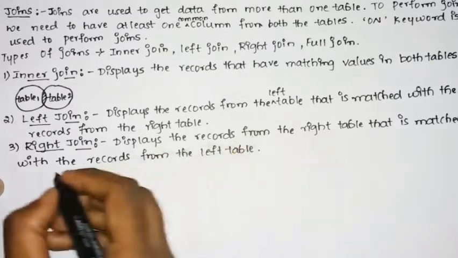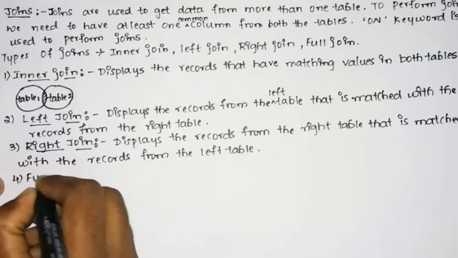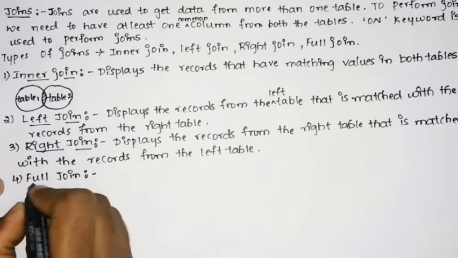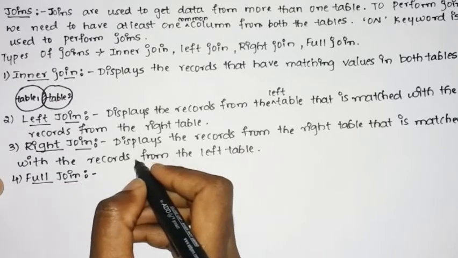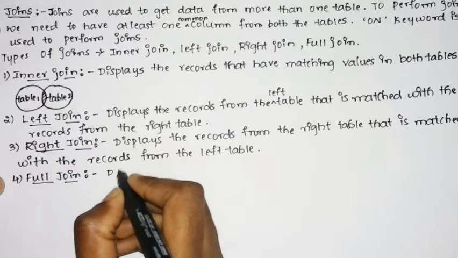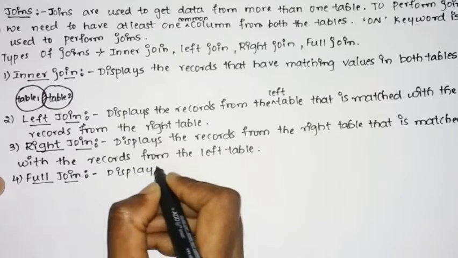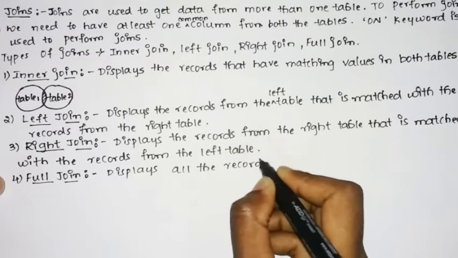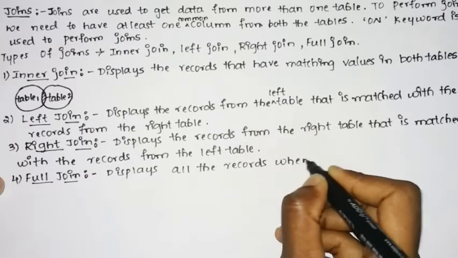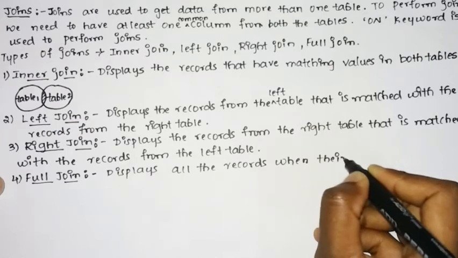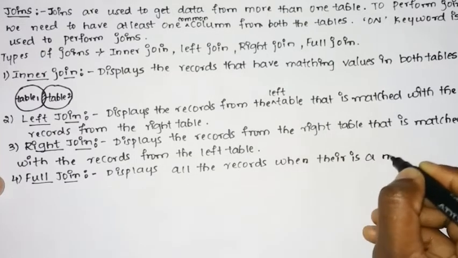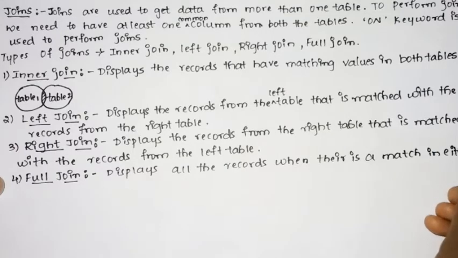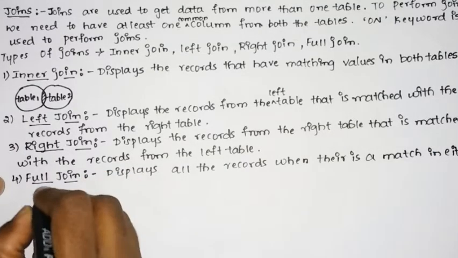And the last type of join is the full join. The full join is one which displays all the records when there is a match in either the left or right table.